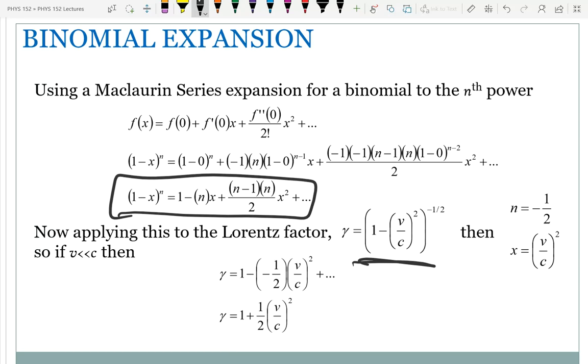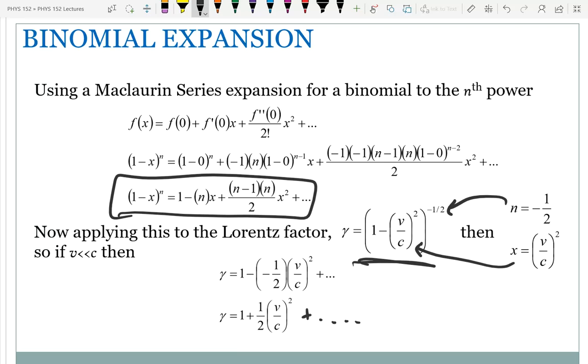In this relationship, I have 1 minus x raised to the n. Well, my x would have to be v over c squared, and my n is minus 1/2. And so using this Maclaurin series, the Lorentz factor, if v is very small, is going to be 1 plus 1/2 v over c quantity squared. And then I'll have more terms. But if v is small and I'm expanding in v over c squared, v over c to the 4th power is much, much less than v squared over c squared. And so I only take the first term beyond 1.